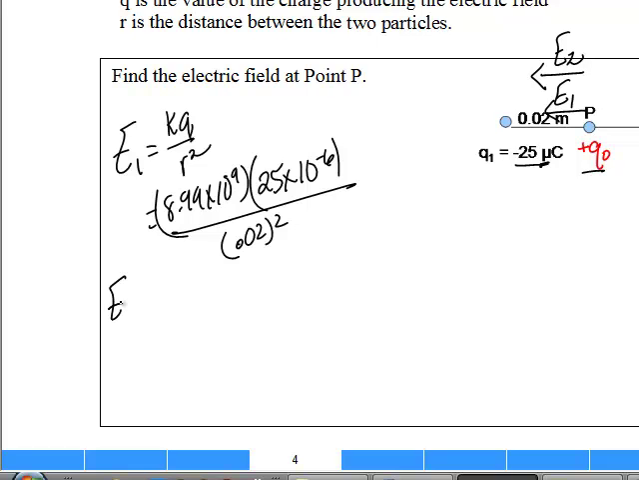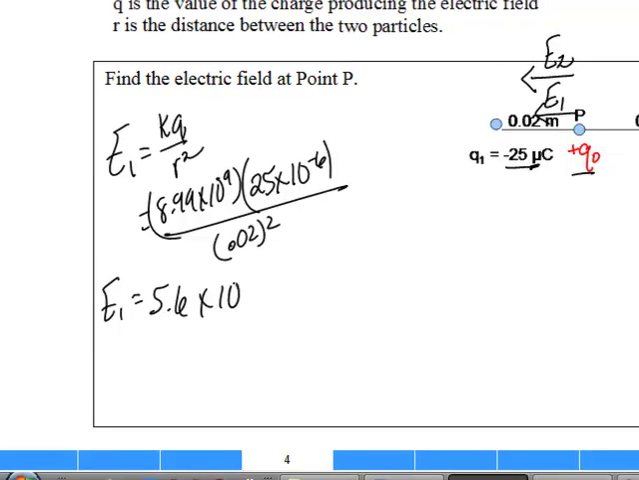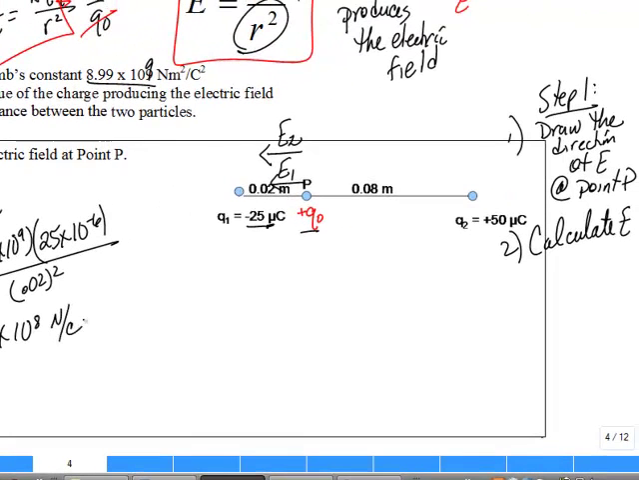Okay, I get a humongous number here, so I'm going to double check my work to make sure I didn't plug it in the calculator wrong. But usually these electric fields are actually a large number. Okay, I did it right. I got 5.6 times 10 to the 8th. Huge number. Newtons per coulomb there.